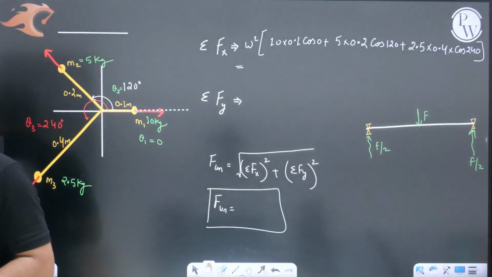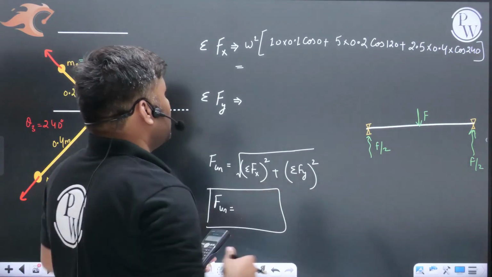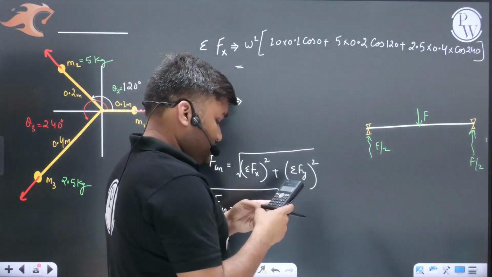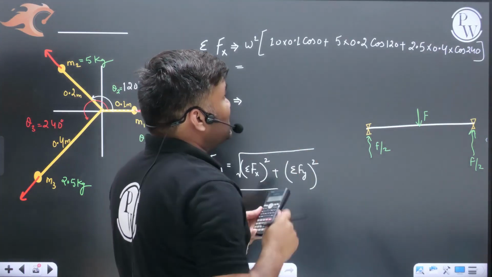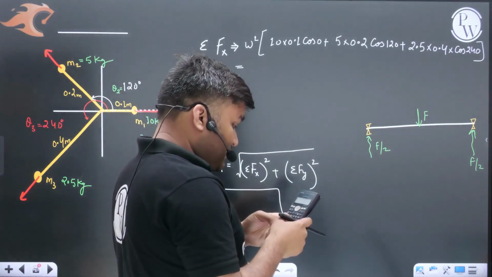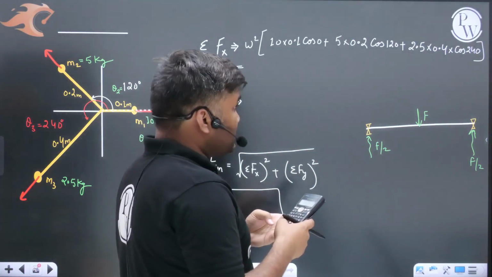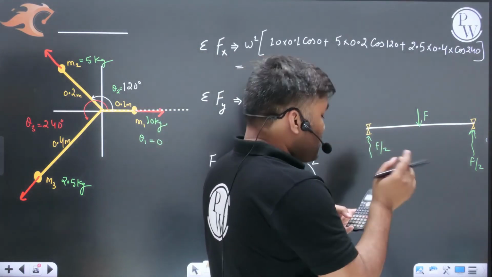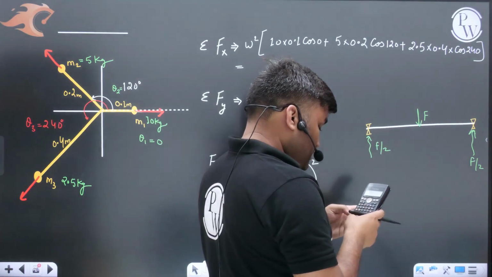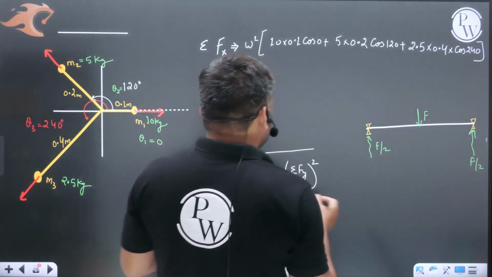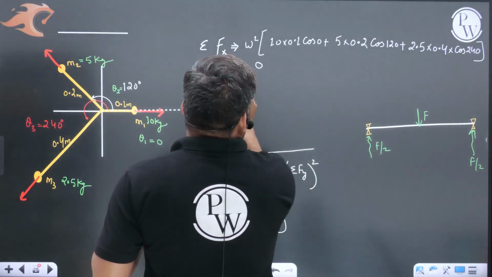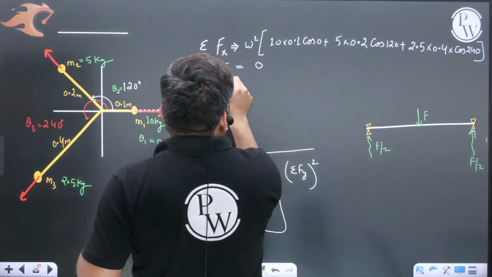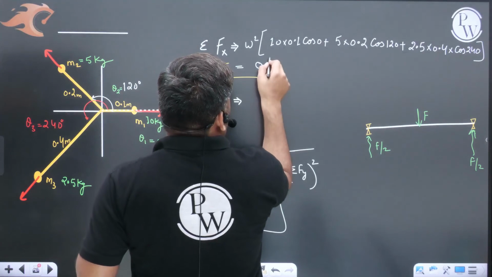Let me check with the calculator. 10 into 0.1 cos 0, this is 1. 1 plus 5 into 0.2, how much is it? 1 cos 120, cos 120, plus 2.5 into 0.4 cos 240. This value comes out to be 0. X component of forces is 0. Arre wah, I am surprised. X component is coming out to be 0.